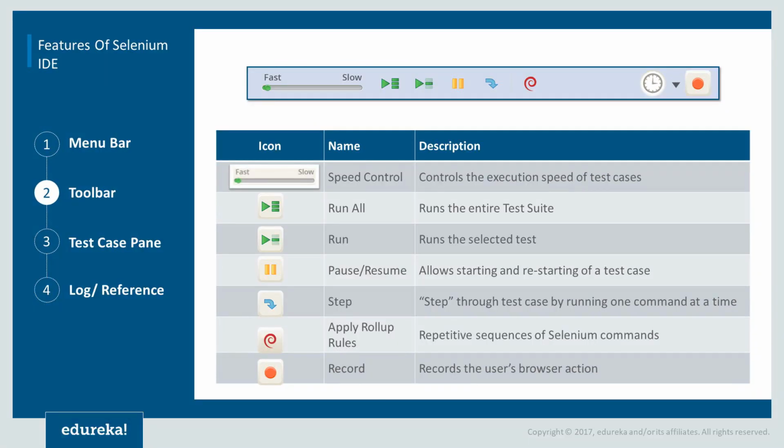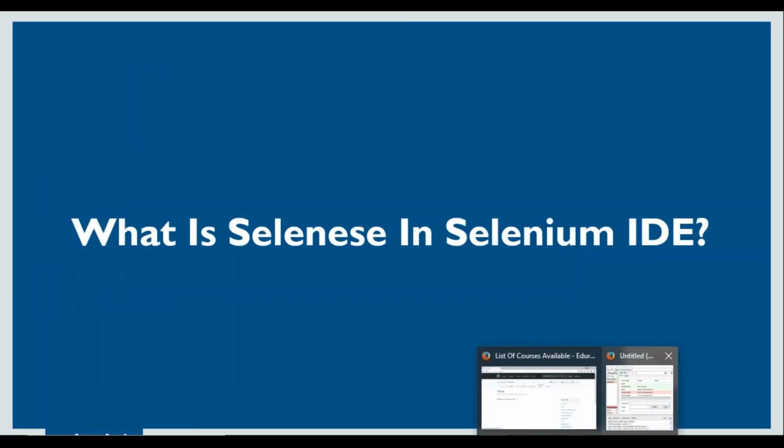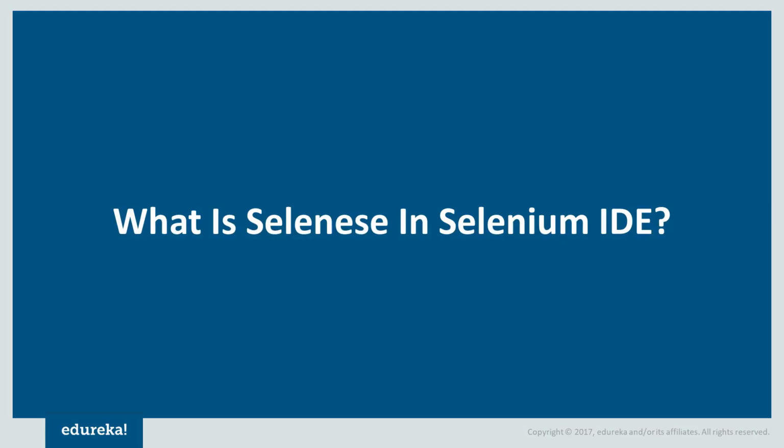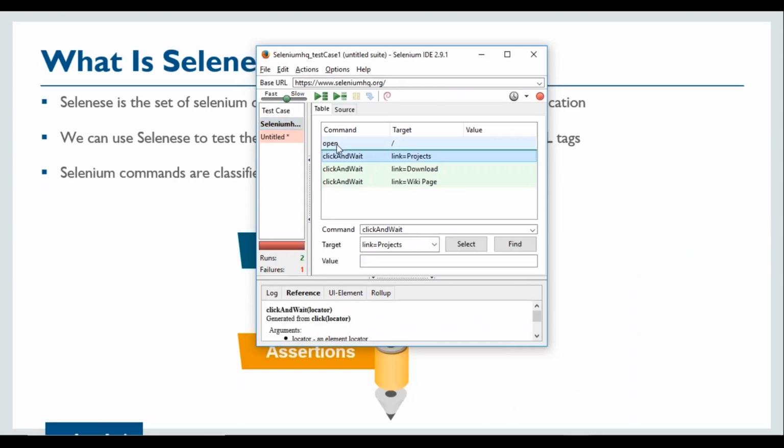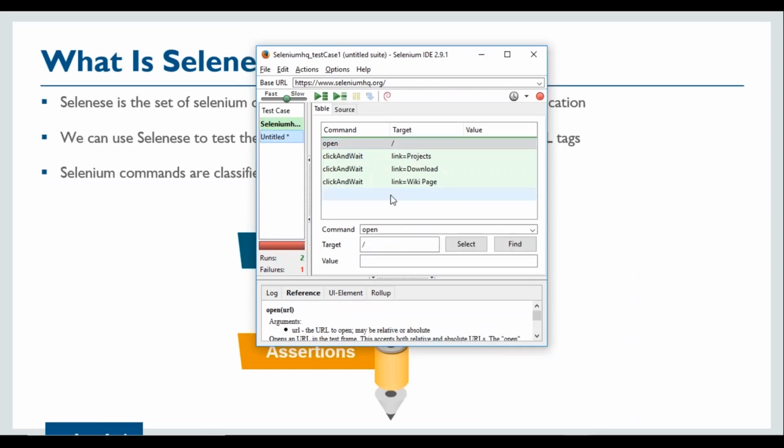Okay, and apart from that, we have something called a command. So if you see here in your script, you have something called open, click and wait, click. Likewise, you have multiple commands here, right? So you say click and wait, and you have something called open, and when you enter something, you have the keystroke, right? The keystrokes will also be captured. Those are some of the commands present in your IDE.